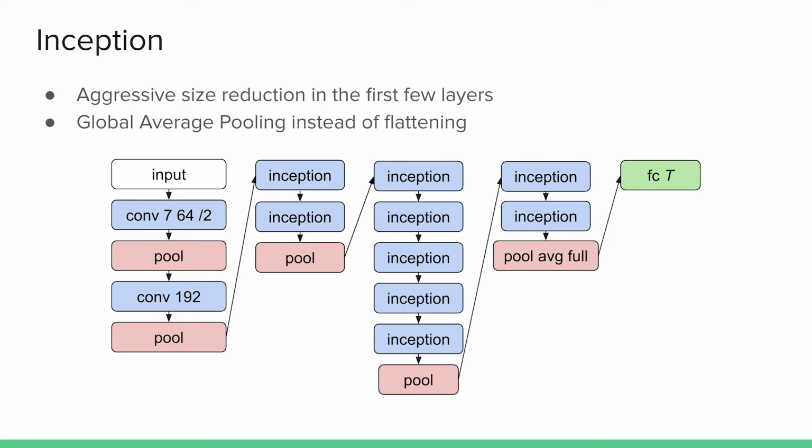The inception network is another architecture where we use this inception module that we've seen before, where we use a kind of aggressive input size reduction in the first few layers, then these inception modules, and at the end this global average pooling that we've just talked about. Instead of a flattening and fully connected, we just take the global average pooling and then feed it into the fully connected layer to produce the output.